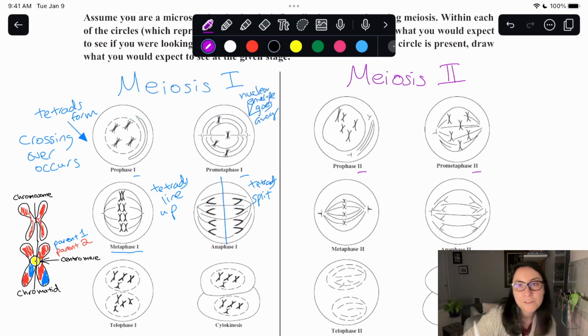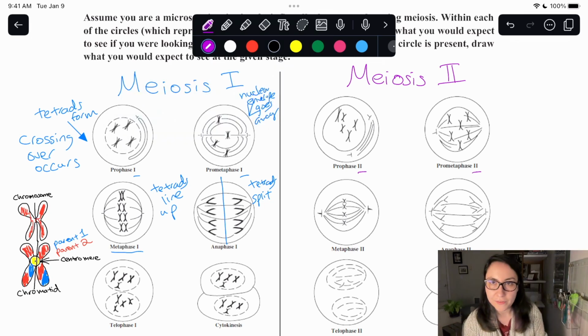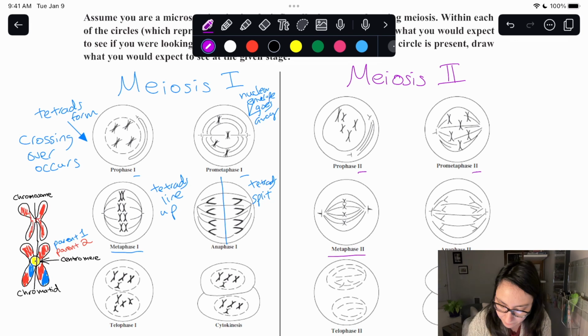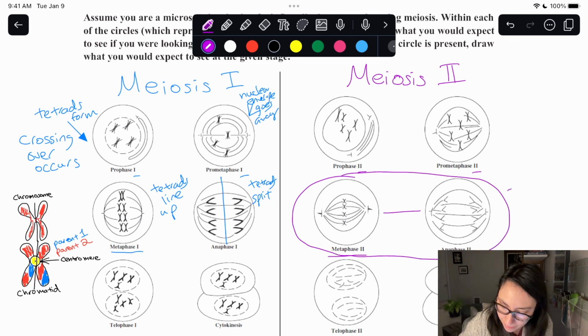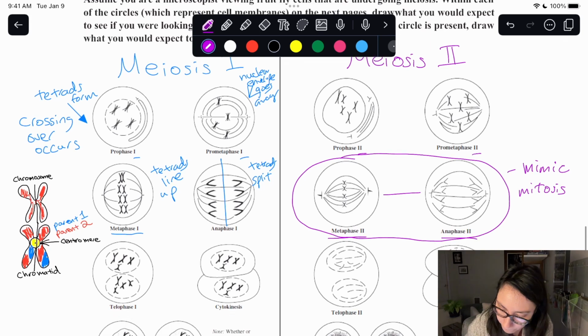But the difference between meiosis 1 and meiosis 2 is that in meiosis 2, their metaphase and anaphase, and I'm going to put circles around both of these, mimic mitosis phases.